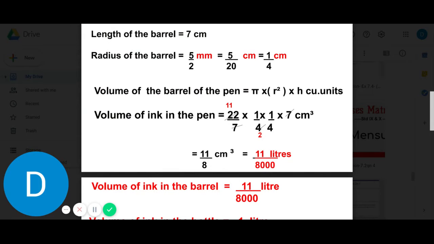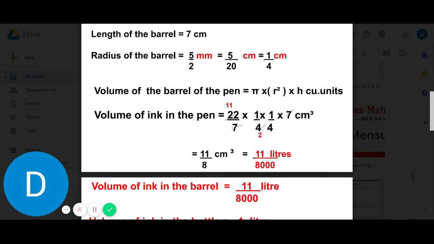Therefore, volume of the ink in the pen is equal to 22 by 7 into, r is 1 by 4, so 1 by 4 into 1 by 4 into h is 7, so into 7 centimeter cube. We can simplify here. We can cancel the 7 and 7. 7 in the numerator and 7 in the denominator gets cancelled. And 4 is divisible by 2, so it goes 2 times. Then in 22, 2 goes 11 times. So after cancelling the numbers, we'll get 11 by 8 centimeter cube. So volume of the ink in the pen is 11 by 8 centimeter cube.